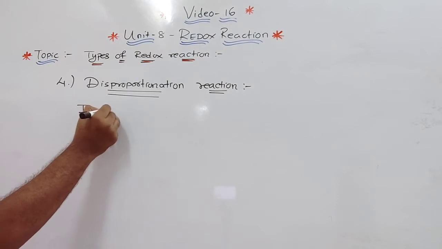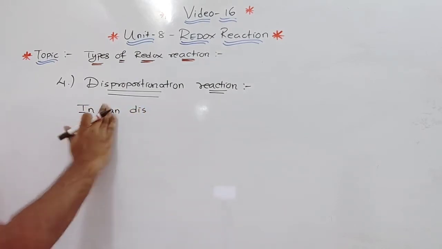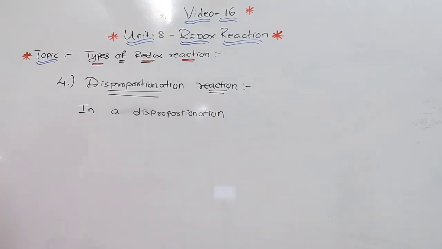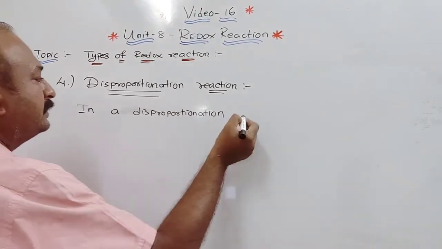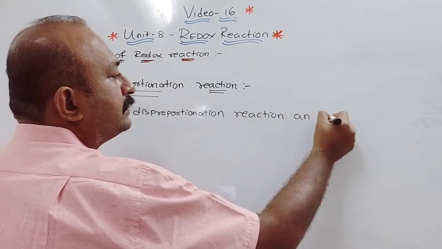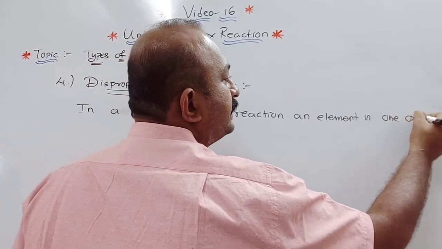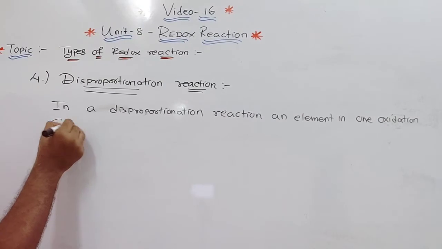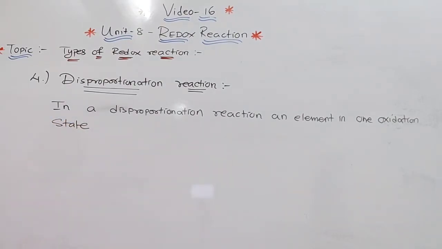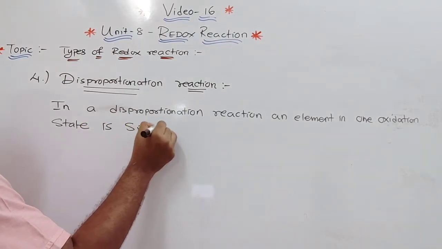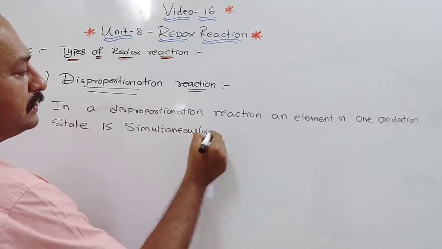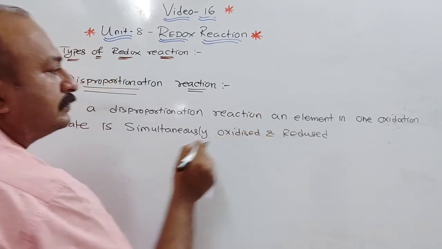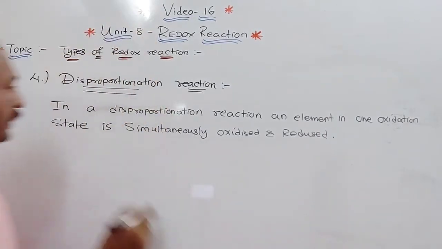In a disproportionation reaction, an element in one oxidation state is simultaneously oxidized and reduced. This is the one point you can write.